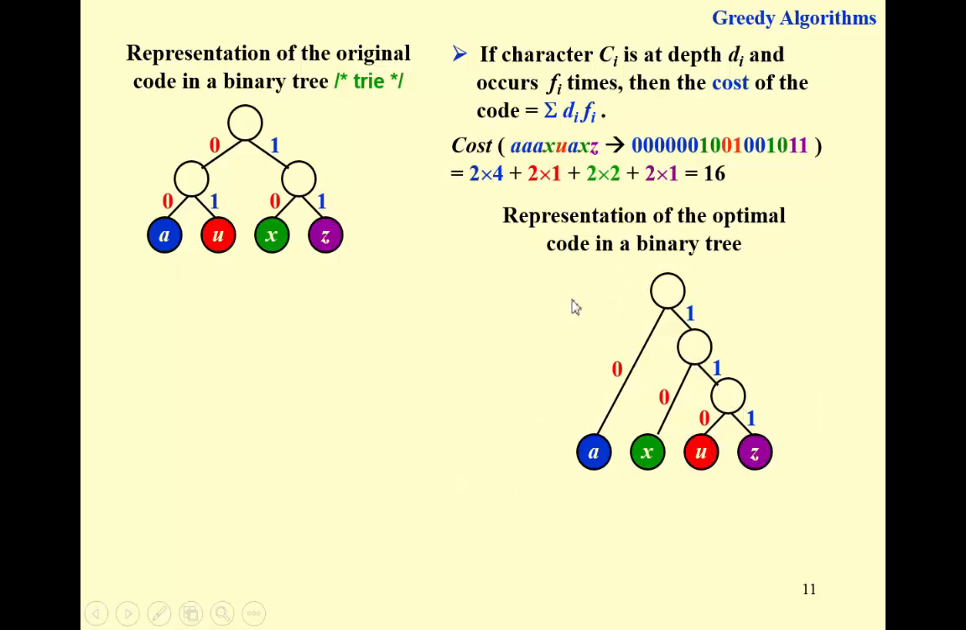And the cost of this code would be what? Just do the computation and it will be 14, 2 bits less than the standard solution. So how are we supposed to obtain this tree? Well, first let's consider the properties that this kind of binary tree must have.